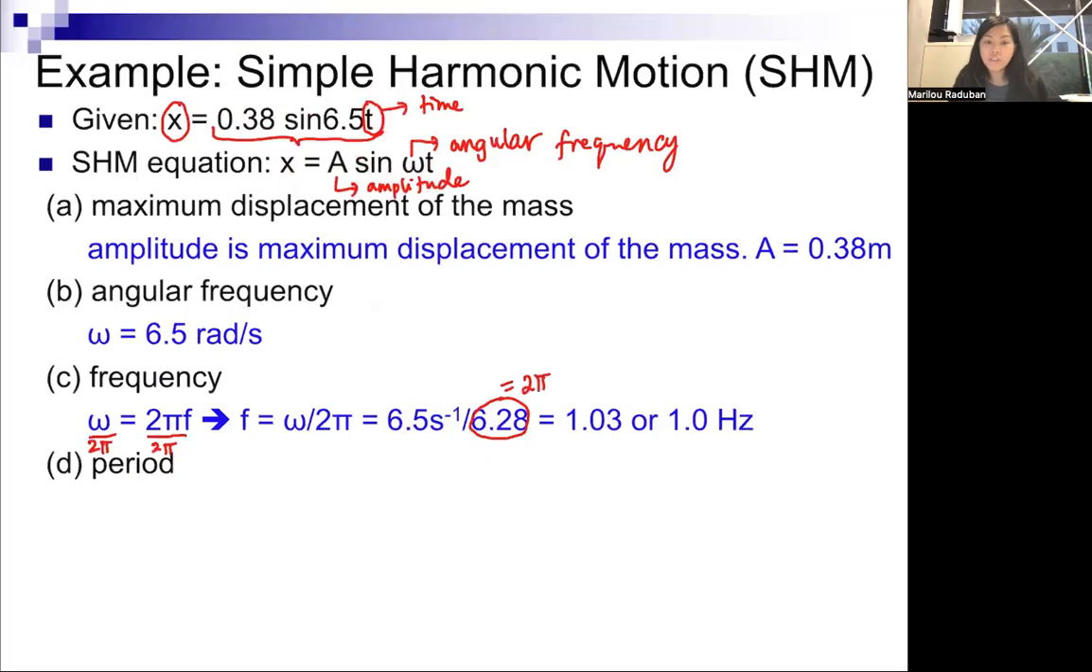Okay, the period is just the inverse of the frequency. So 1 divided by 1.03. I'll use the unrounded one, so we don't have rounding errors. So the period will be 0.97 seconds.